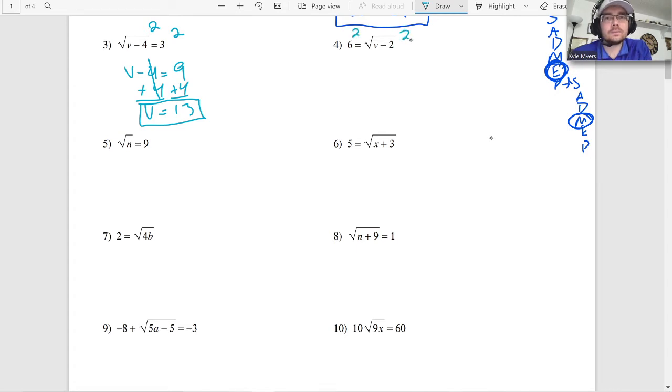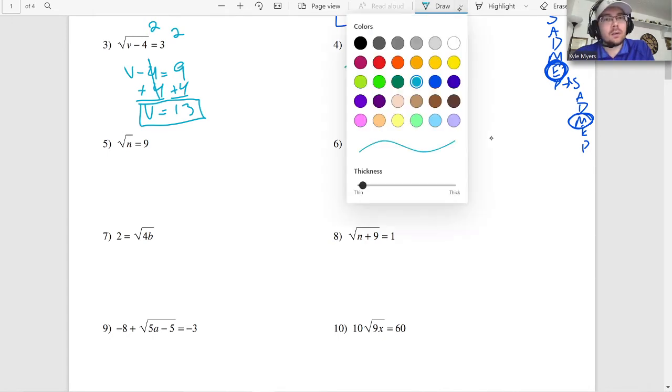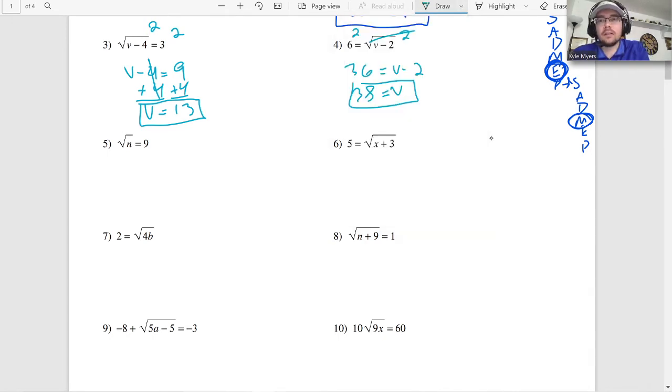Okay, so same thing for number 4. Square both sides. All right, that cancels. 6 squared is 36. V minus 2. I'm going to add 2 on both sides. If I skip the middle step, I would just get straight to this. Okay, you don't always have to show that middle step. Eventually, you want to get to where you're not showing the in-between steps because it's just kind of tedious. Okay, so let's go ahead and go on to the next color and the next set.